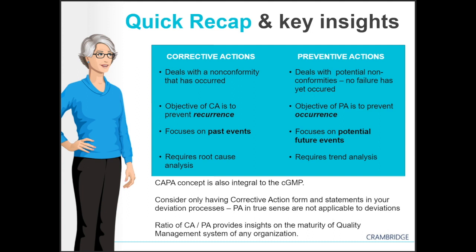A young functional QMS would normally have many more CAs than PAs. On an annual basis, a company may record only a few preventive action activities, while the corrective actions may be significantly higher. Later, as the quality system matures, one would see higher preventive actions than corrective actions.